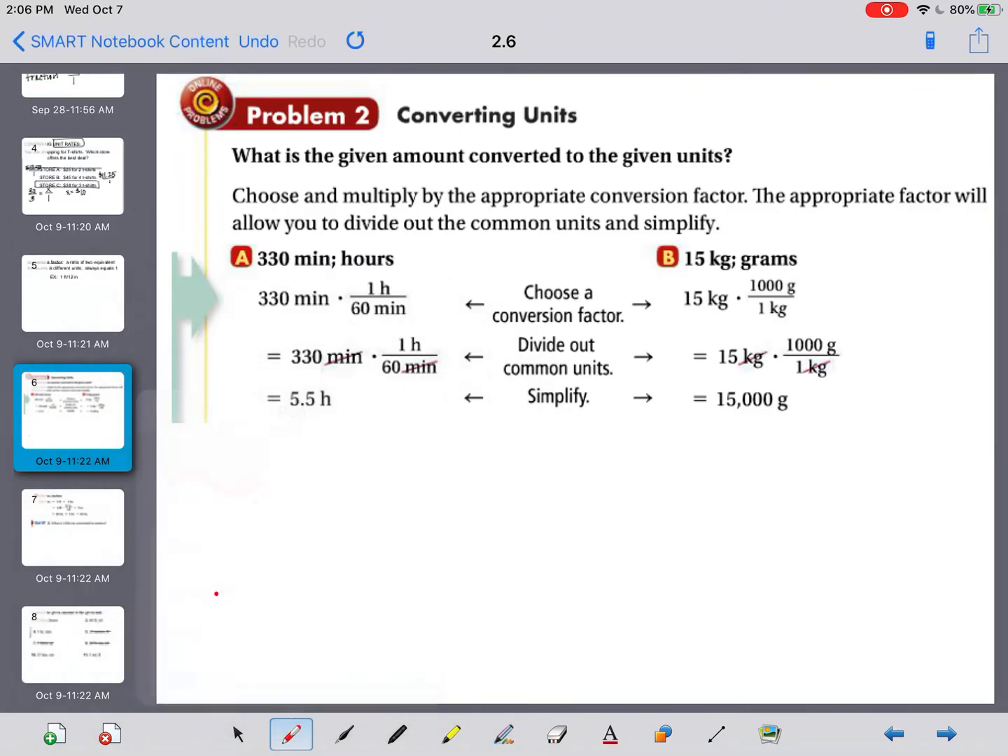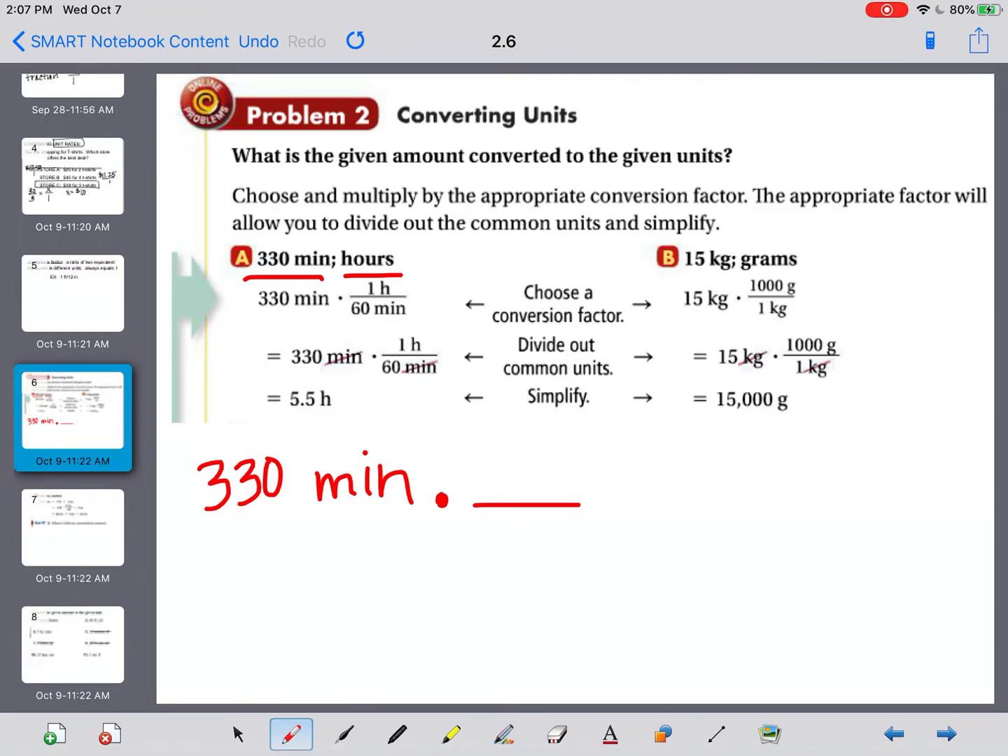Okay, choose and multiply, or what is the given amount converted to the given units? So they give us 330 minutes, and they want us to change it into hours. So we're going to start with our 330 minutes, and we have to figure out how to change that into hours. I'm going to look at my conversion chart if I don't know the answers, but I need to figure out how hours and minutes compare.